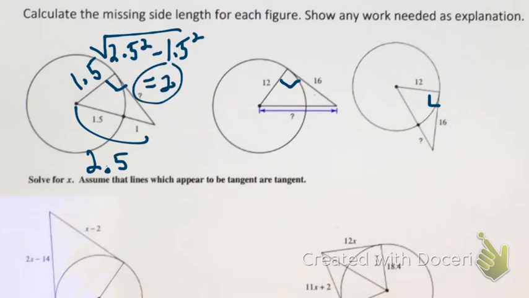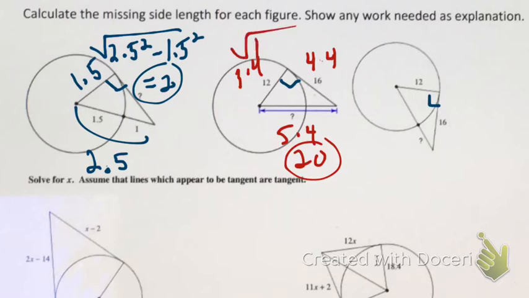Over here, you got 12 and 16. Now, if you recognize this for what it really truly is, it's a Pythagorean triple. If you recognize that, this becomes an easy problem. That's 3 times 4, this is 4 times 4, that should be 5 times 4. It should be 20. That's if you really know your stuff. If not, use the Pythagorean theorem: the square root of 12 squared plus 16 squared. You'll still get 20.